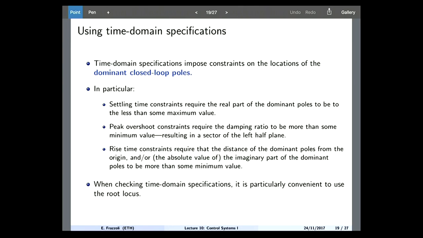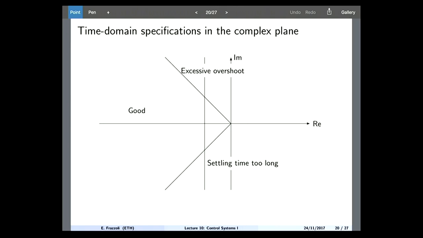Okay, so these time domain specifications impose constraints on the location of dominant closed-loop poles, okay? Settling time means that you want the real part of the closed-loop poles to be to the left of some line. The peak overshoot is really a constraint on the damping ratio, and you want the damping ratio to be more than some value. The rise time constraint essentially says that you want the frequency, the imaginary part, to be large enough, or also the natural frequency, the distance from the origin, to be large enough, okay? So this is easy to do on the root locus.